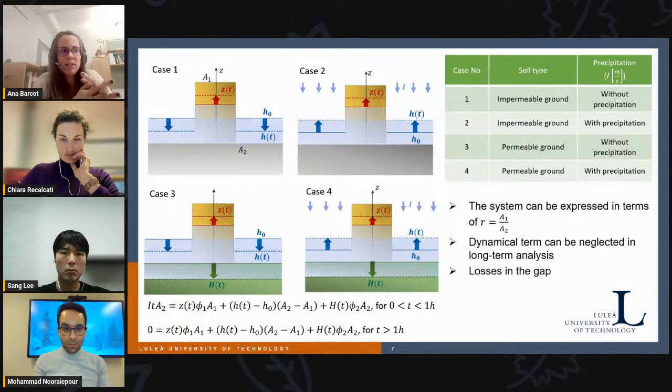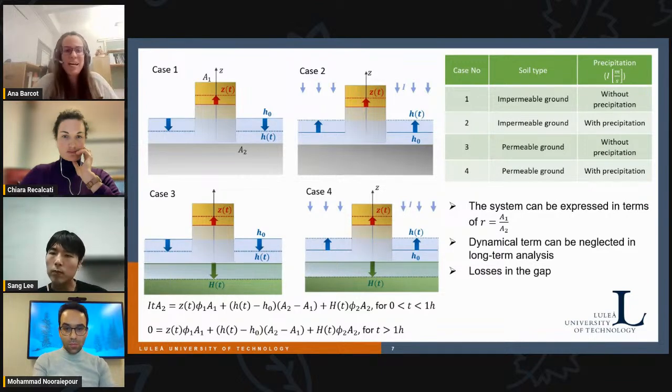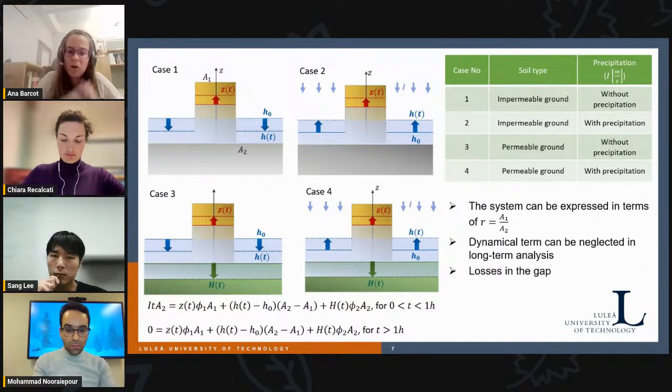We have studied 4 different cases, and in this table you can see a description of each of the cases. Case 1 is the most simple and case 4 is the most complicated. In case 1, we have impermeable ground, and we do not consider any rain inflow. For case 2, we consider that we have rain inflow, and for case 3, we do not assume that there is any rain, and we include soil infiltration. And case 4 considers all of the factors, so we have rain and we have soil infiltration.